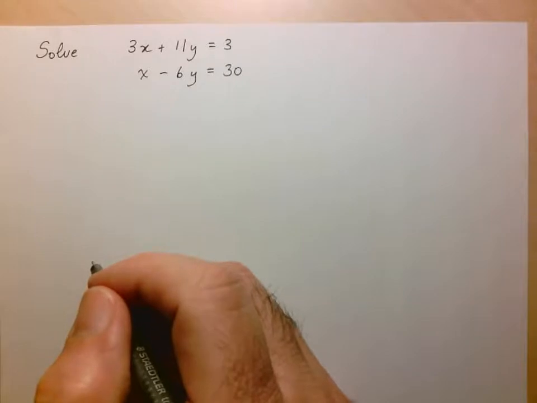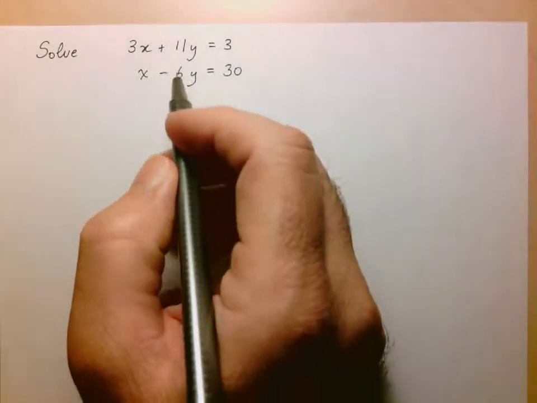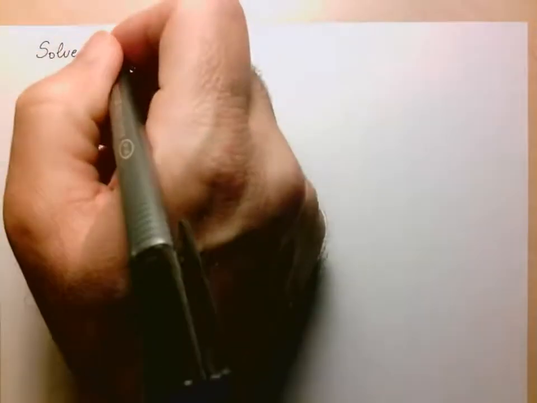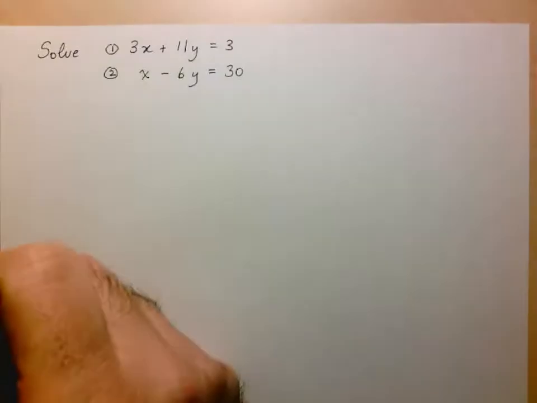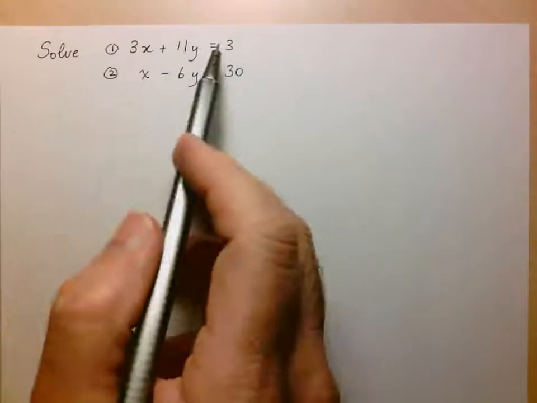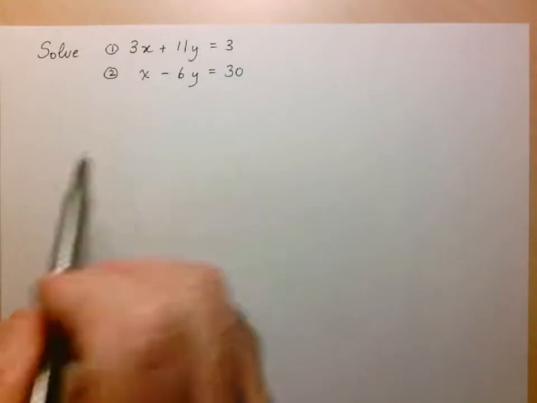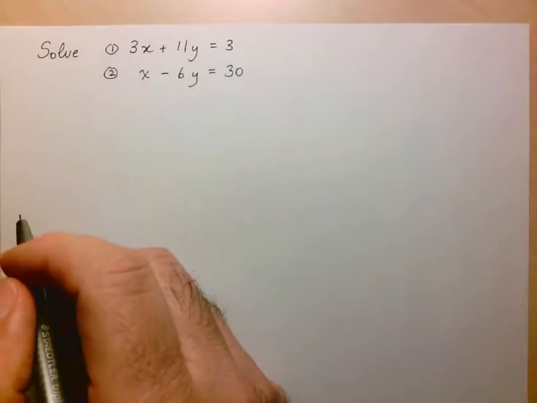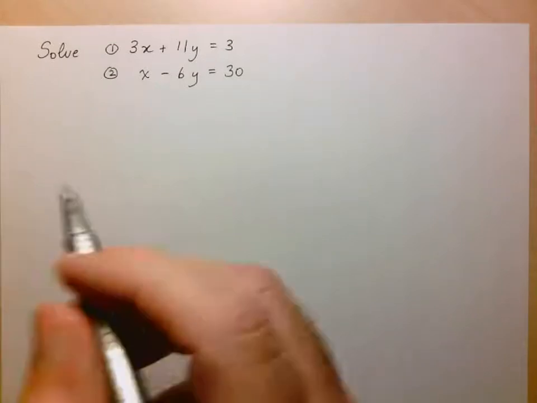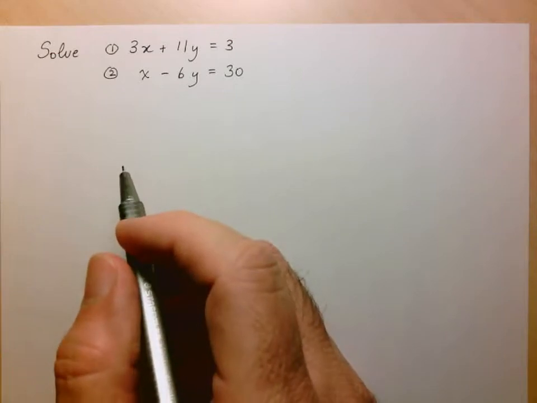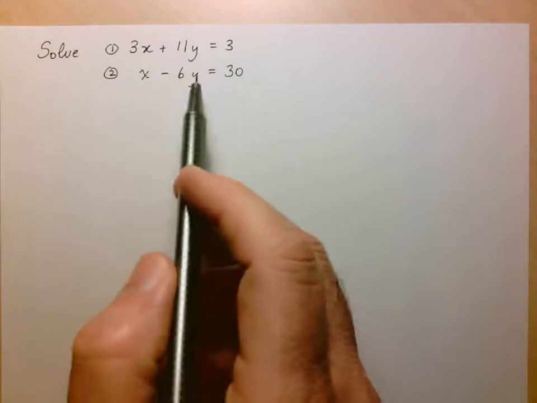One thing that often is useful is to place the equations one on top of the other. Often you'll see me label them with a particular number. So this is equation 1, this is equation 2, just to help my solution be a little more organized. Step number 1 is to isolate one of the variables.